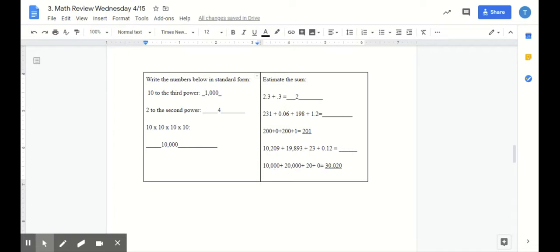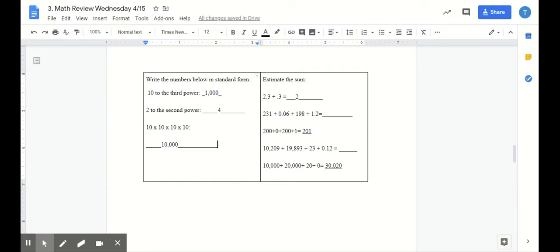19,893, definitely putting to 20,000 because that is close to that. 23, I am rounding to 20. And then point 12, I'm putting to 0, which gives me an estimate of 30,020. Okay? So make sure you are checking your work.